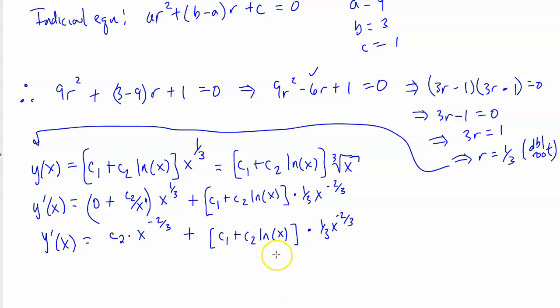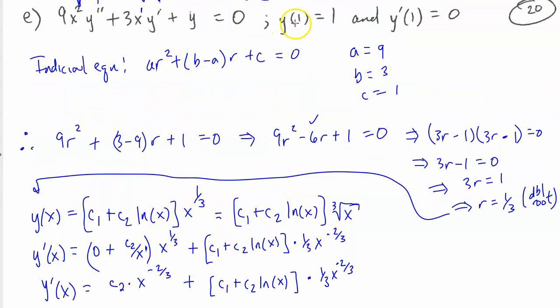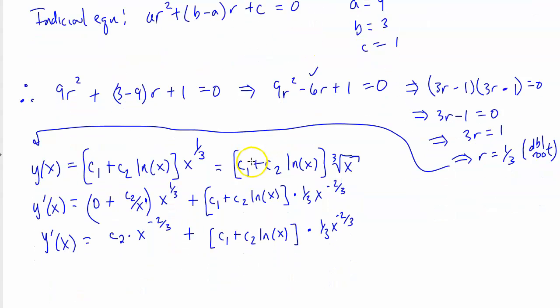I'm going to keep this as is. All right, so I know that we can combine these two terms, but just to keep it simple, we're just going to leave it the way that it's currently shown. So now our first initial condition here is that y of 1 is equal to 1. So let's use this initial condition here.